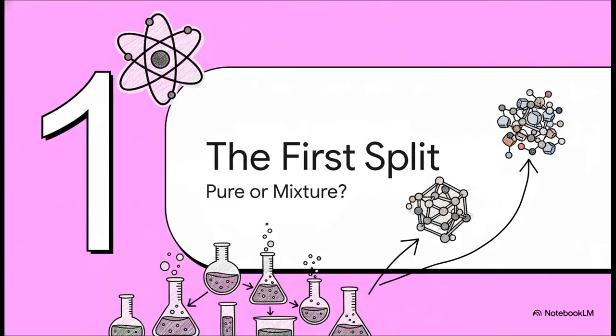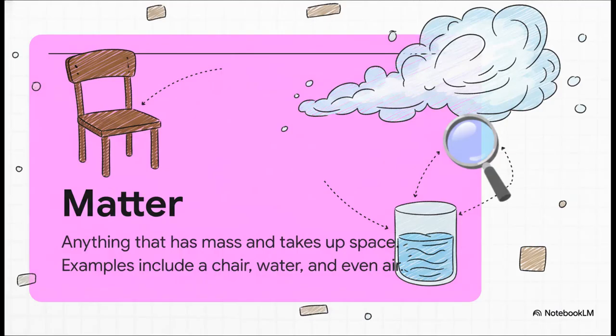So every good map has to have a starting point. For us, that's this huge concept called matter. And right away, we come to a massive fork in the road. We have to make a choice and split everything that exists into one of just two categories. But hang on, what even is matter? It's actually super simple. It's anything that has mass and takes up space. So a chair, a glass of water, and yep, even the air. If you can weigh it and it fills a volume, it's matter.